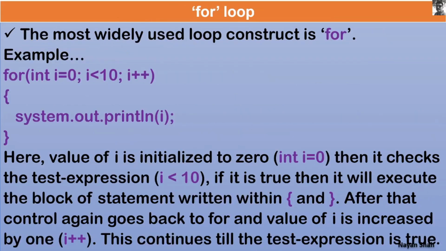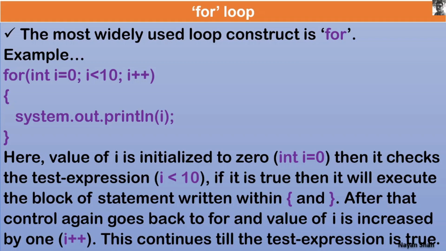Let us see in detail. Let us first see the for loop. The most widely used loop construct is for. For example, if we see one example, then for has got three arguments or three parameters. For, in brackets, if I write int i = 0; i < 10; and then i++. Now you should understand all these things.